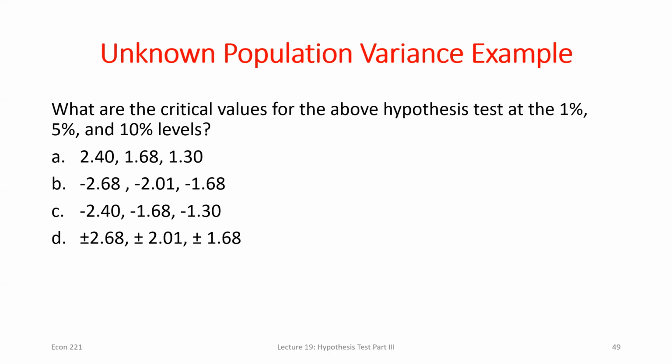I'll show you how we find them in a second, but I'm just going to plot them here to make it a little bit easier. So we've got negative 1.68, negative 2.01, and negative 2.68. And then on the other side, we would have those same values, but positive. Now, when we're drawing those arrows into the tail for our rejection region, just to give us that nice visual, it's going to look something like that.